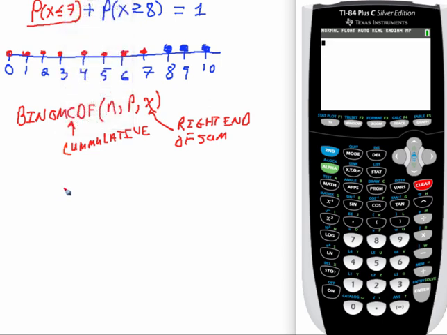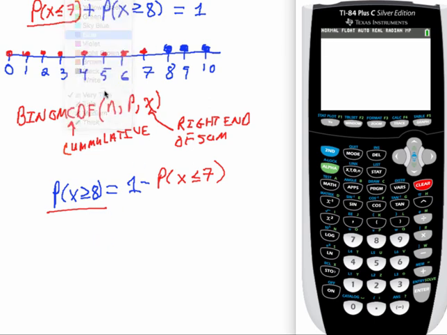What we know, by using a little bit of arithmetic here, is that the probability of x being greater than or equal to 8 will be equal to 1 minus the probability of x being less than or equal to 7. In other words, if I calculate the probability of x being less than or equal to 7 using binom CDF and subtract that from 1, it's going to give me my desired probability. So let's write that down in calculator command language, so hopefully it'll make sense. So this is going to be equal to 1 minus binom CDF.